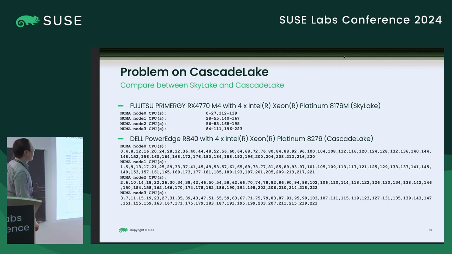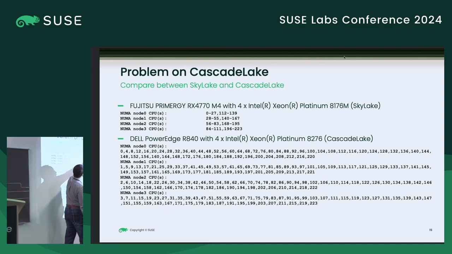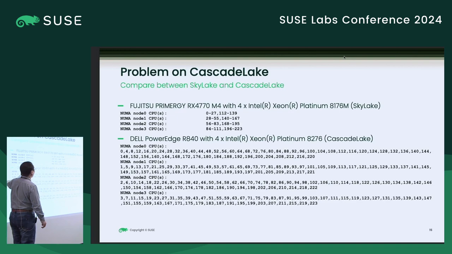Actually, we found this maybe over 3 months. From the QE side, the Fujitsu Skylake CPU numbering is continuous, but CascadeLake has a very different structure. pCPU zero is in node zero, pCPU one is in node one, and pCPU two and the others are distributed across different CPU nodes.